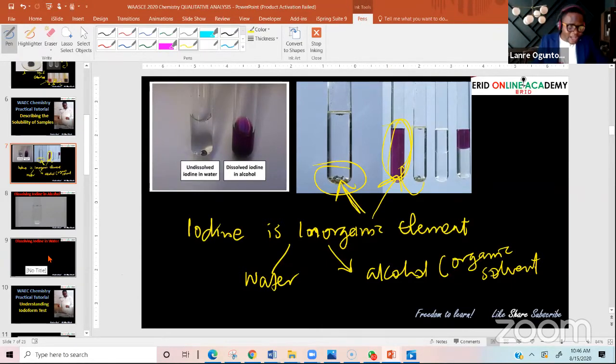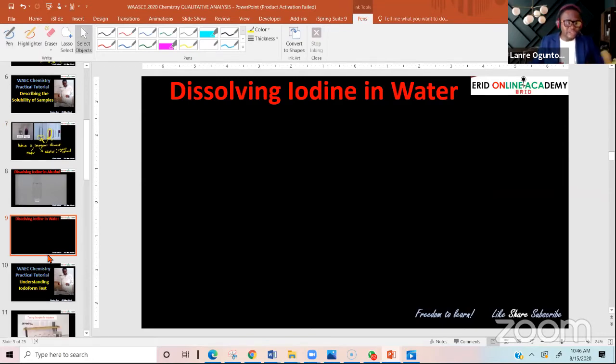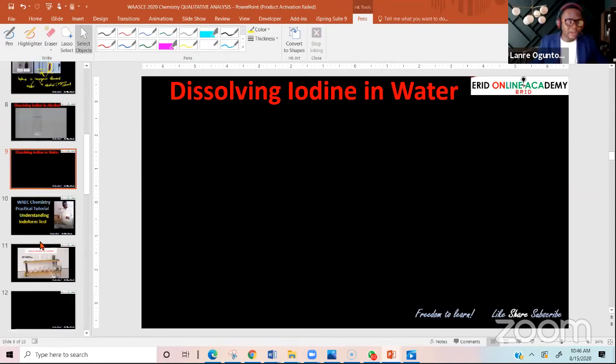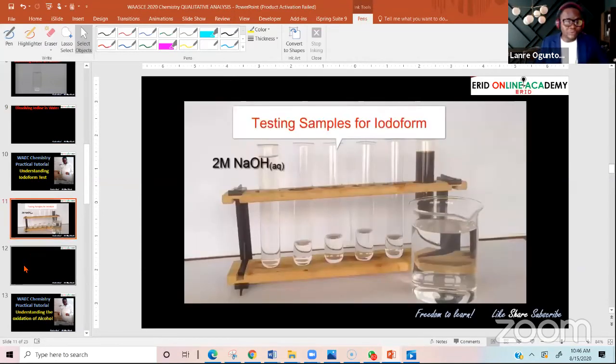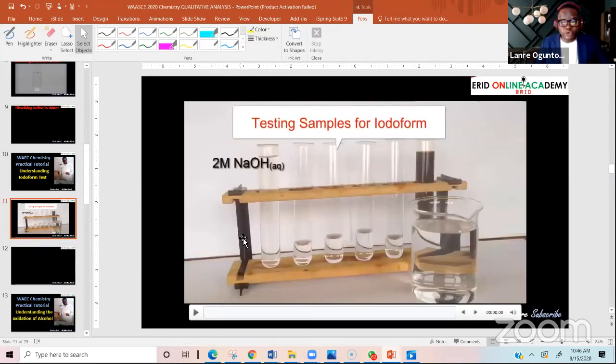Now, having looked at solubility, I've looked at dissolving iodine in water. Now, let me talk you through the iodoform test. This is your confirmatory test for identifying your sample D and your sample C. It requires a theoretical background that you need to watch to know.